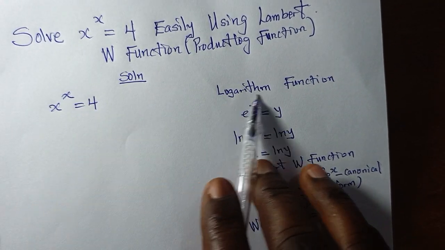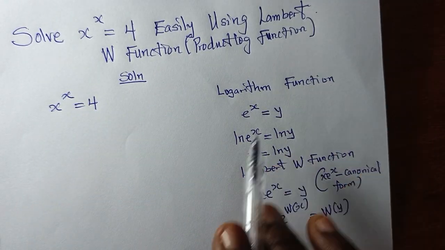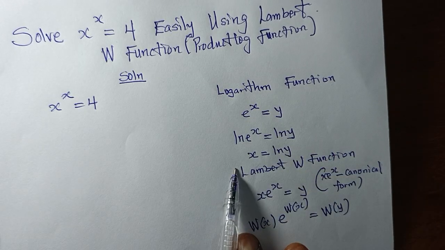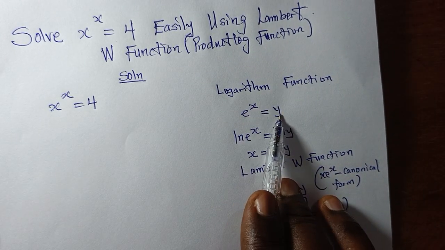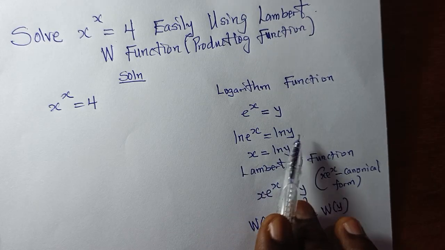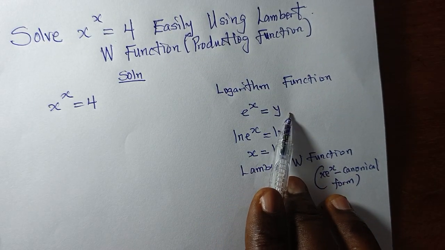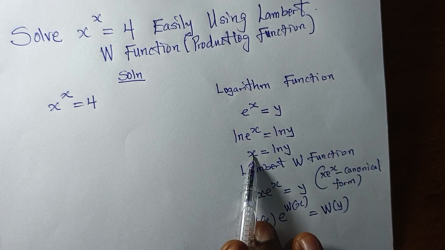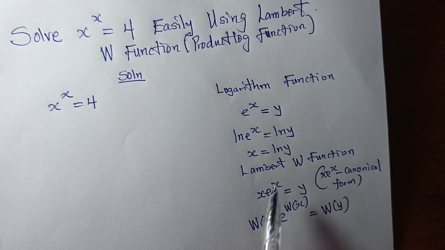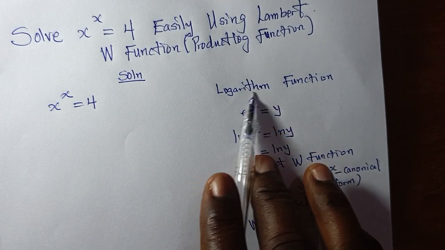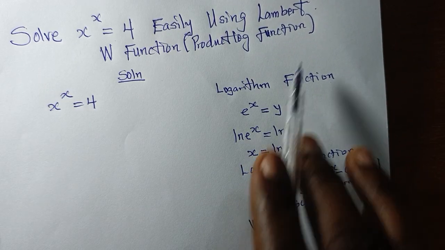Now, in solving this, we need knowledge of natural logarithm, that is, the laws of natural logarithm. We have e raised to power x equals y. When you take natural logarithm on both sides, the natural logarithm of this one equals the natural logarithm of the other side of the equation. So we obtain x equals ln y.